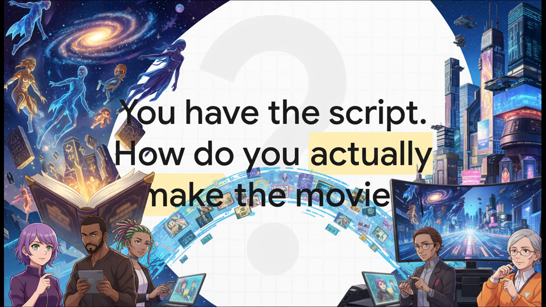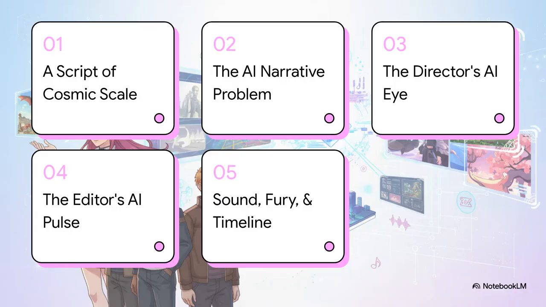And that really gets us to the core question, doesn't it? It's one thing to have a story about cosmic beings and 40-million-year-old prophecies. It is a whole other thing to get an AI to turn that vision into a movie that feels coherent, that feels compelling. So how do you actually bridge that massive gap between the page and the screen? To figure that out, we're going to go on a little 5-act journey that pretty much mirrors the filmmaking process itself. We'll start with the script, we'll diagnose the main problem with AI storytelling, and then we'll build our solution piece by piece. First the director, then the editor, and finally, the sound and the final assembly.